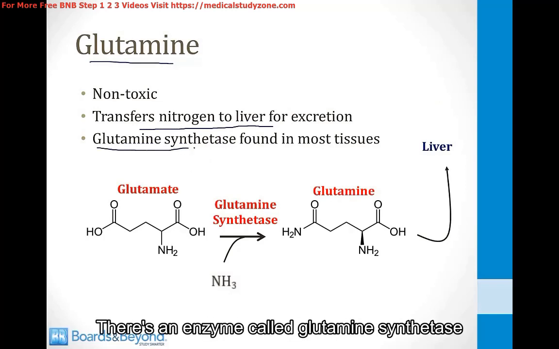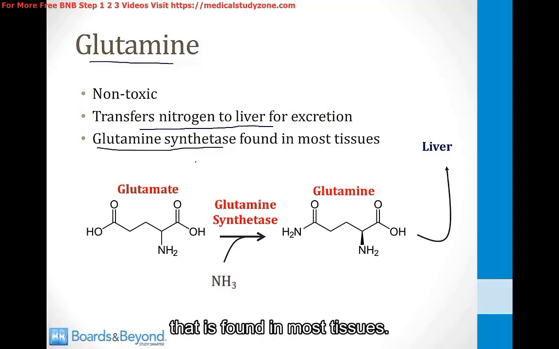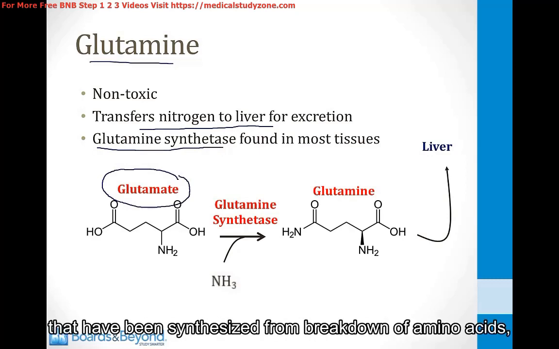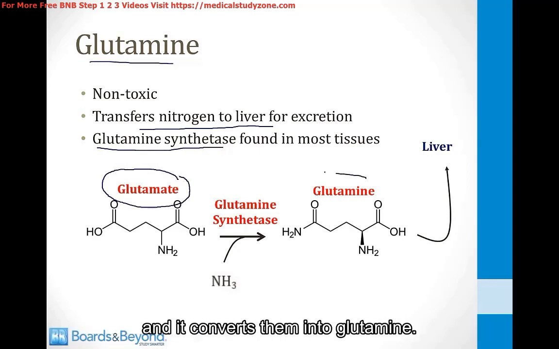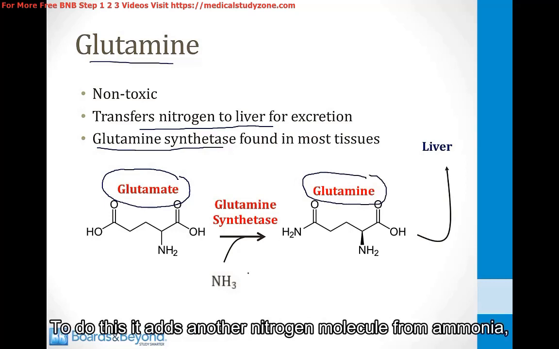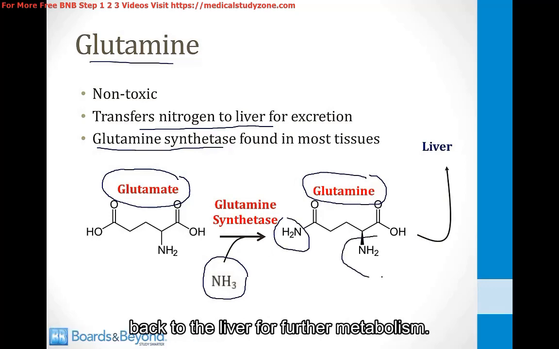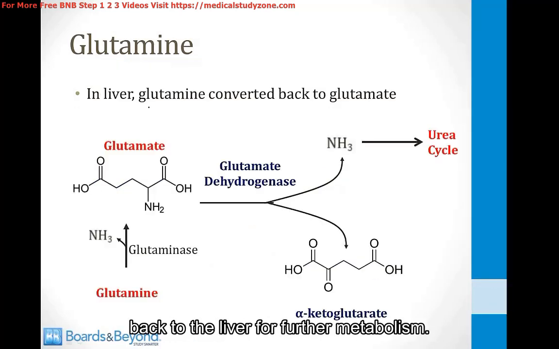There is an enzyme called glutamine synthetase that is found in most tissues, and it takes all those molecules of glutamate that have been synthesized from breakdown of amino acids, and it converts them into glutamine. To do this, it adds another nitrogen from ammonia, and therefore the glutamine carries two nitrogens back to the liver for further metabolism.